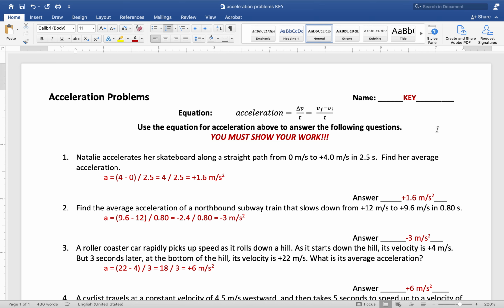So this is the key for the acceleration problems. The formula for acceleration is the change in velocity over the time. For the change, you always subtract. You're going to do your final velocity minus the initial velocity, divided by the time it takes.